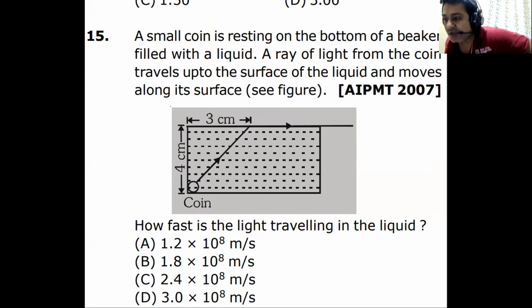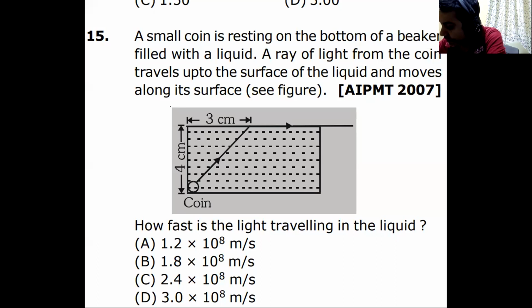The complete question: a small coin is resting on the bottom of a beaker filled with liquid. A ray of light from the coin travels up to the surface and moves along the surface. How fast is the light traveling in the liquid? Do you see this question? Yes, sir. Can I have the answers, please? I'll give you a couple of minutes to solve it.